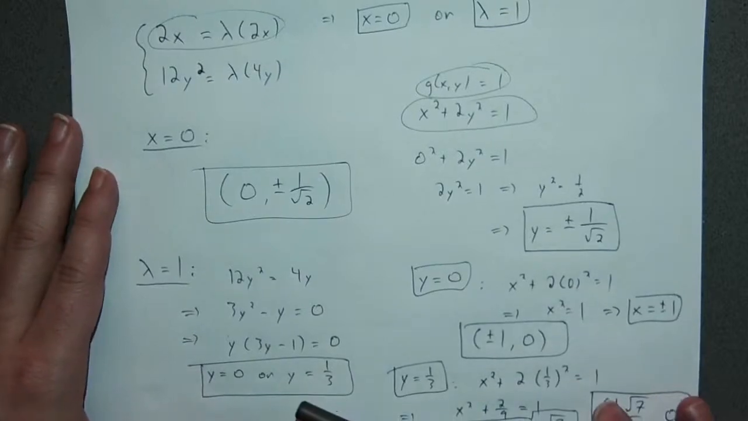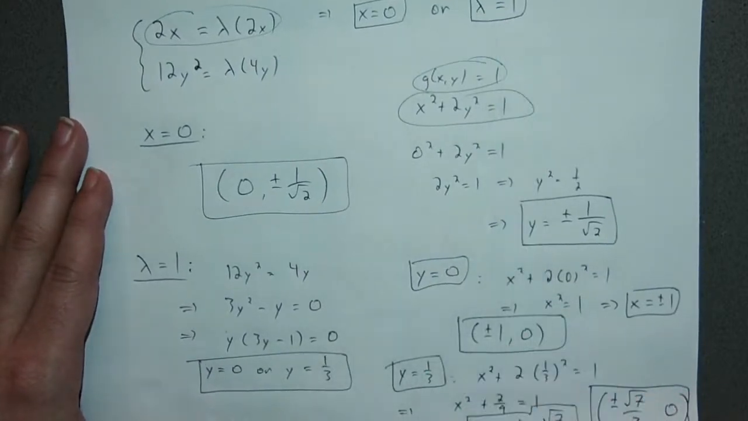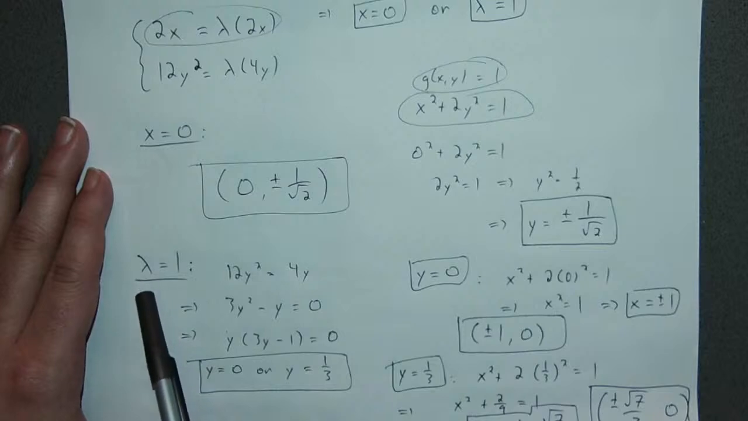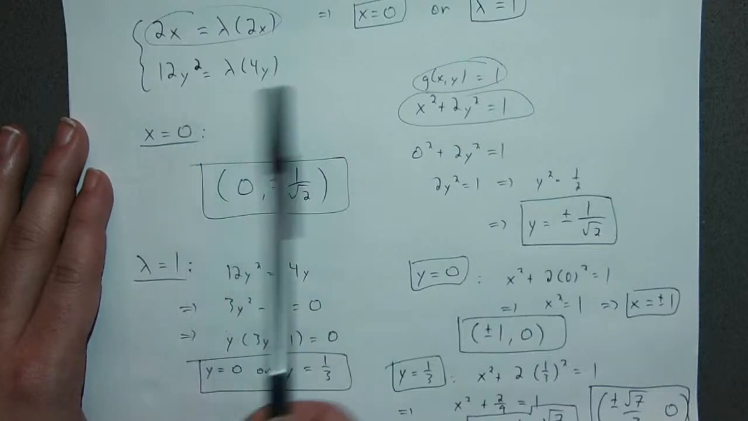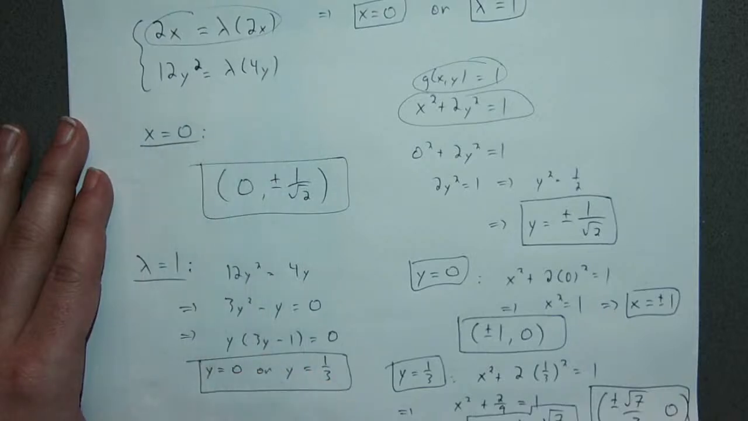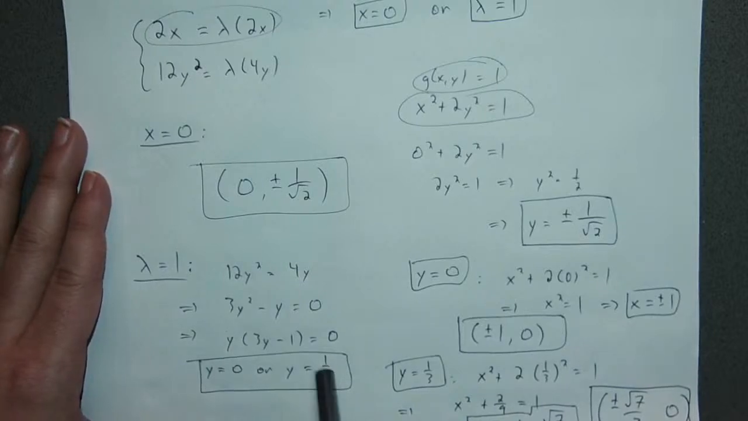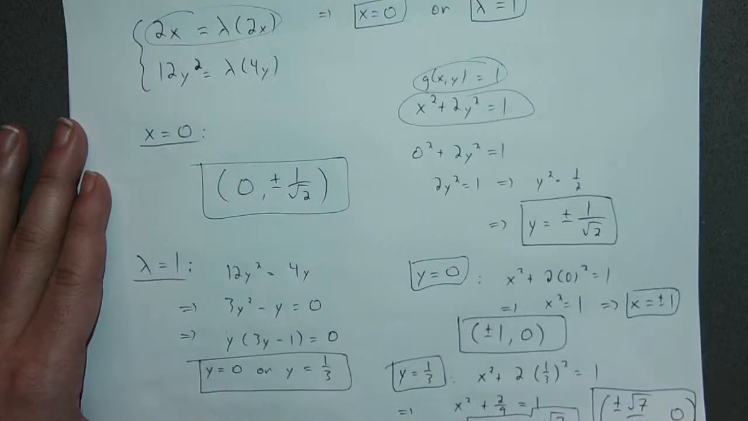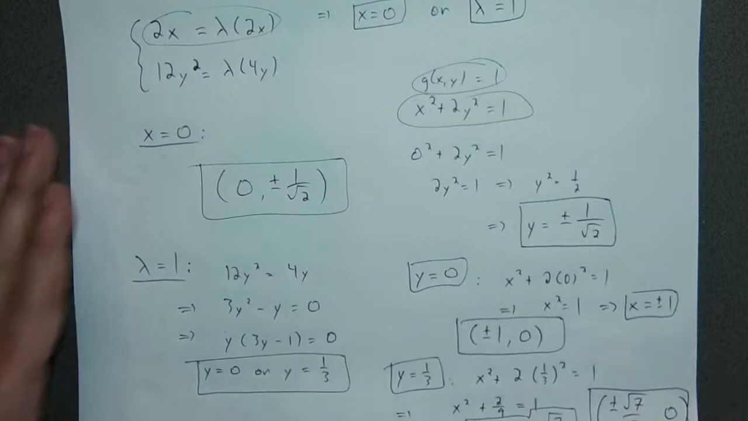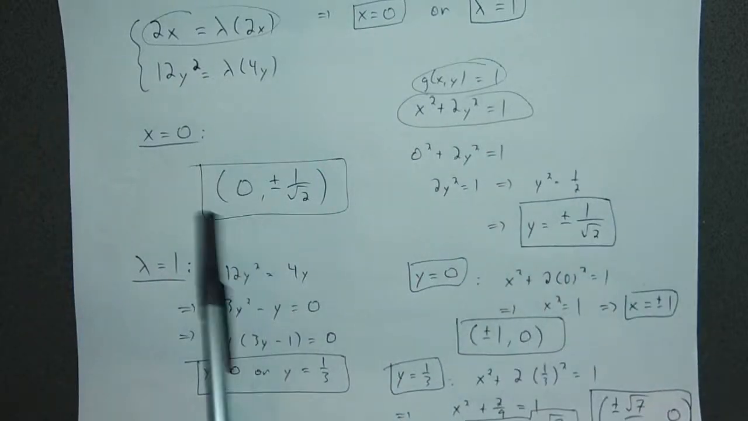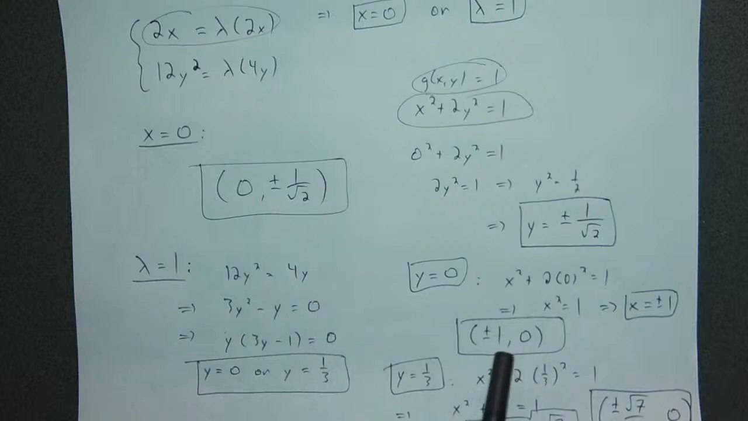I've solved this, okay? And so, if lambda is equal to 1, then plugging this into the second equation I got from this Lagrange multiplier business, I get this quadratic equation here, which I can easily factor. When I factor this, I find that y is equal to 0 or y is equal to 1/3. I have to do both of these branches. When y is equal to 0, x must be plus or minus 1, so that's all I get. And when y is equal to 1/3, x must be plus or minus root 7 over 3. So out of this entire process, I got 6 candidate points: 0, plus minus 1 over root 2, plus minus 1, 0, and plus minus root 7 over 3, 0.